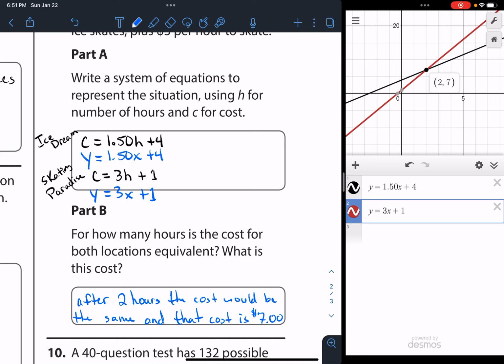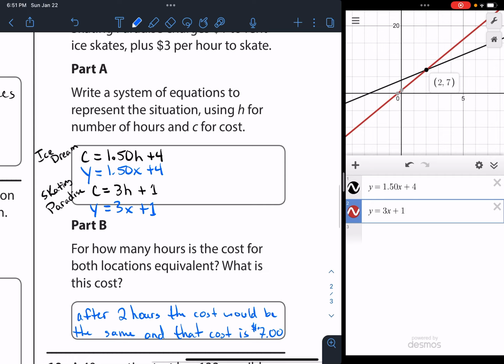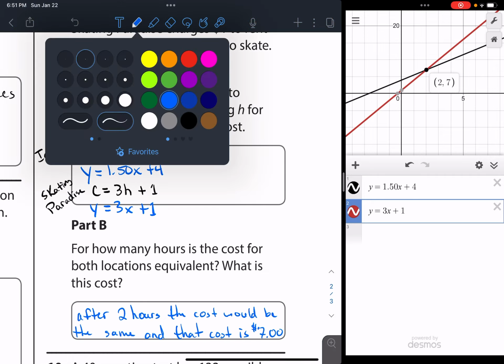Remember, the x is the hours and the y is the cost. So you got 2 hours. After 2 hours, the cost would be the same, and that cost would be $7 because that's your y value on the coordinate point. And you finished question 9. Now we're going to go do the last question on the test.